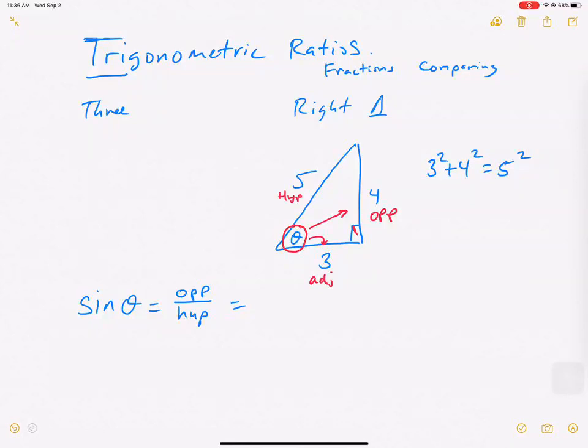So each of these three sides of a triangle has a name, and that's going to be adjacent, opposite, and hypotenuse. And they all have a spot, whether it's opposite of my angle, adjacent to my angle, or hypotenuse, that never changes. So in this case, my opposite would be 4, and my hypotenuse would be 5. 4 over 5.